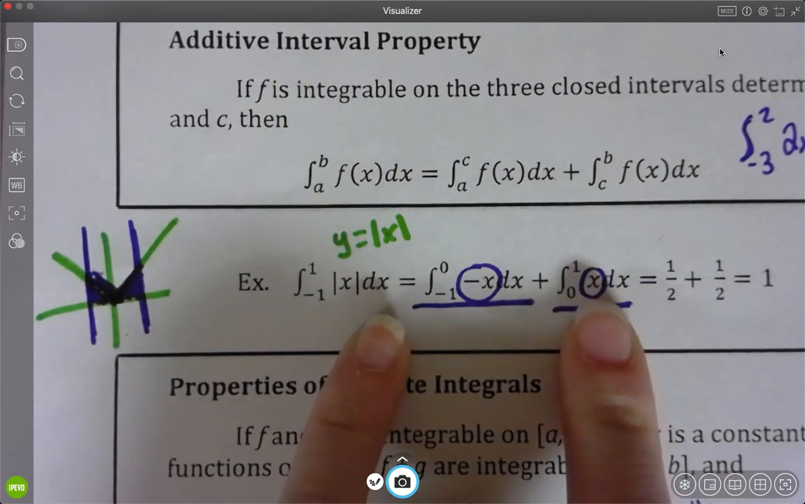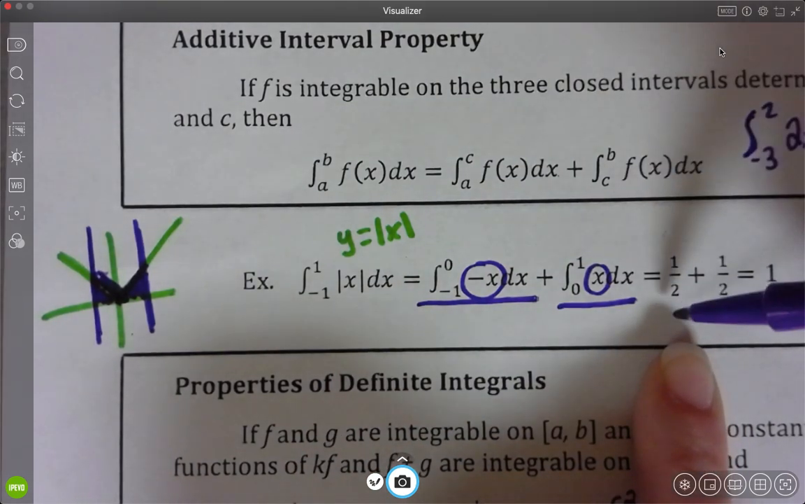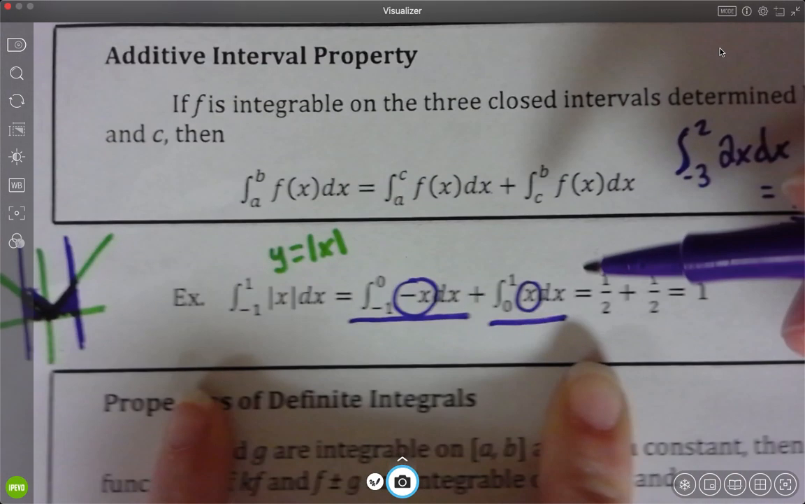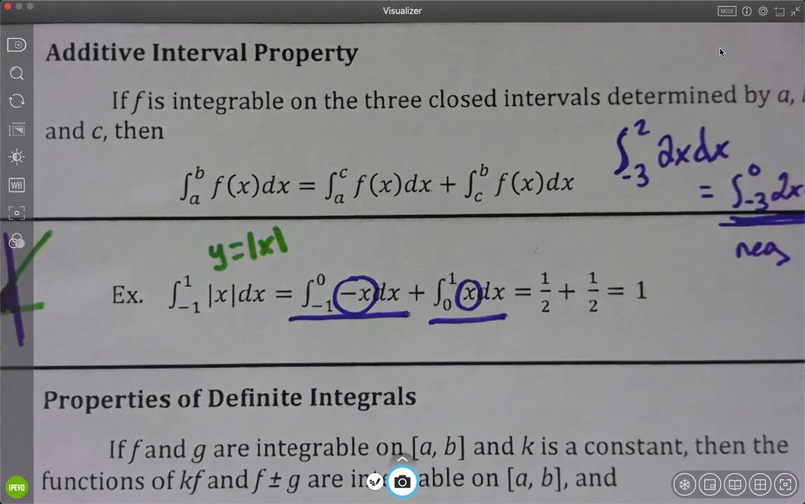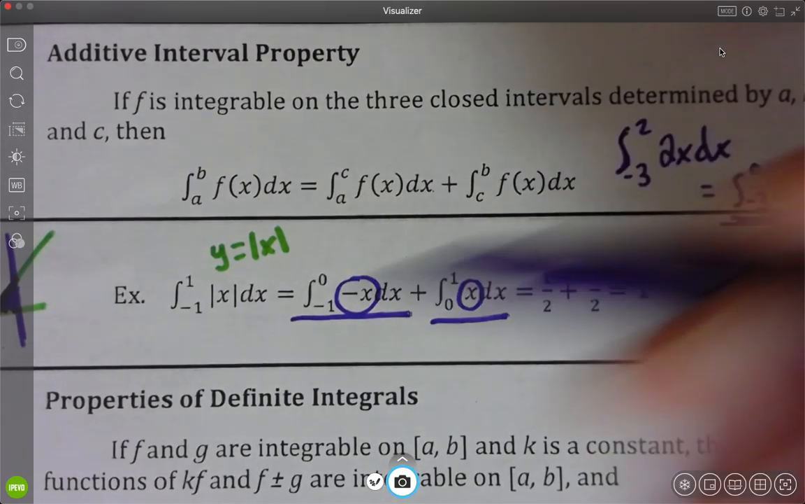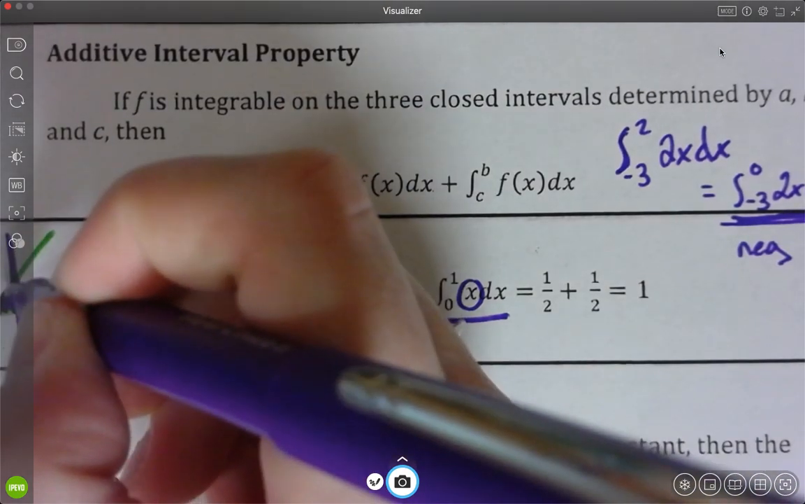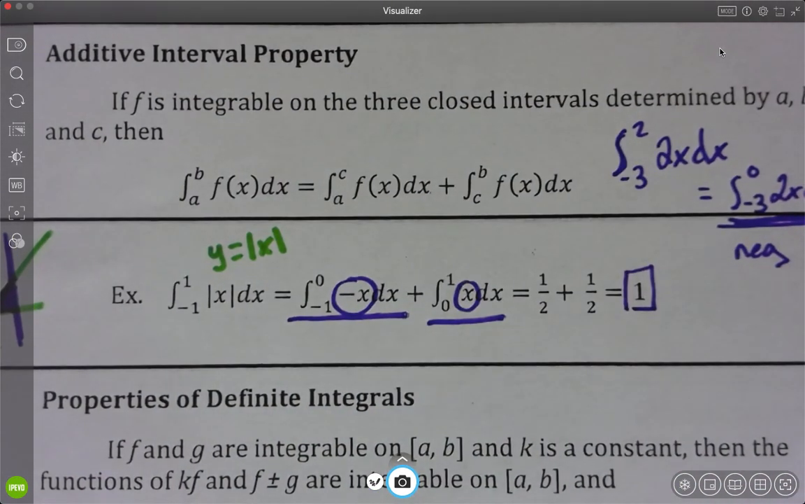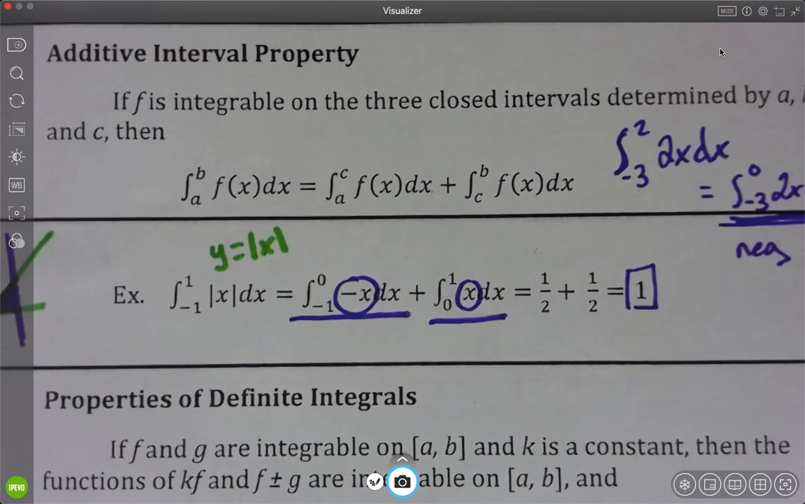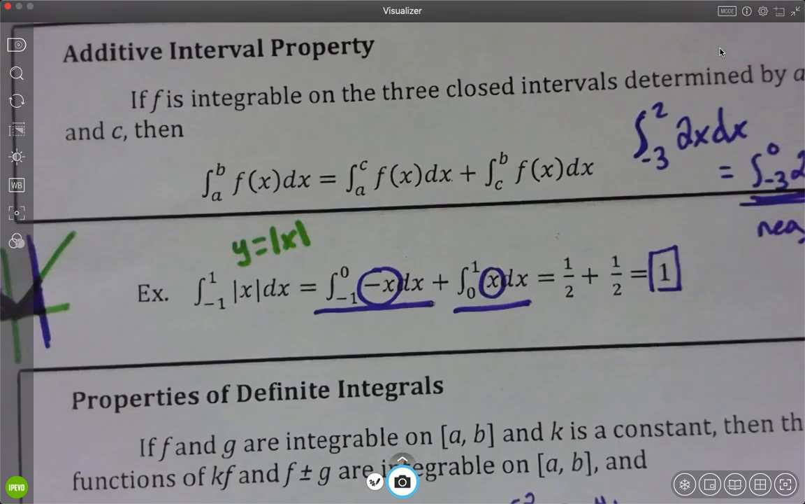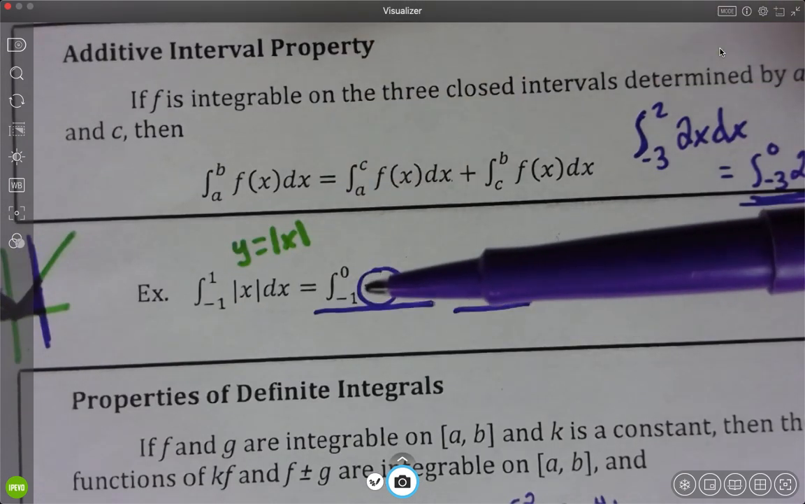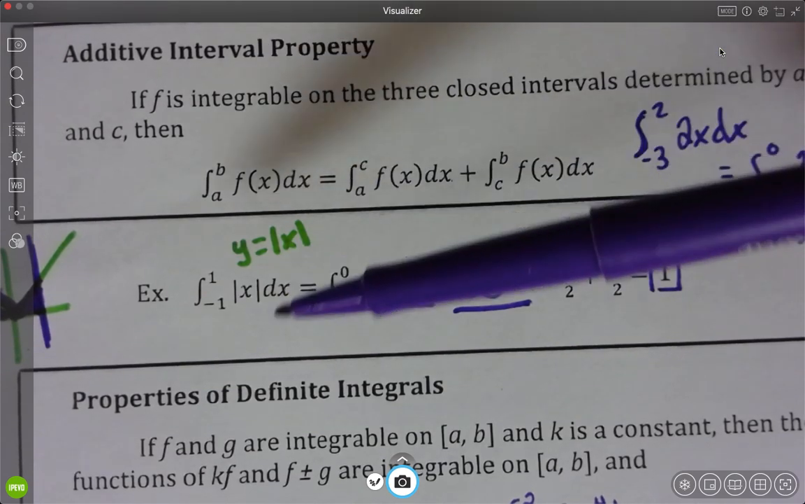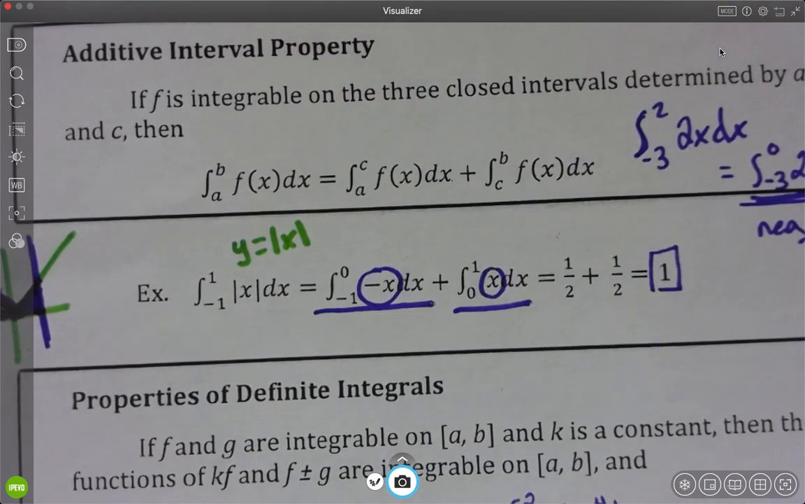Okay, and then they gave us a little hint here. We don't know how to evaluate these yet, but we will eventually. They've said that the area here is 1/2, the area here is another half, which is going to add up to an area total of 1. Okay, and that's totally legal. That's a good use of the additive integral properties when you have an absolute value. You want to separate it out into two separate pieces. Okay. All right.